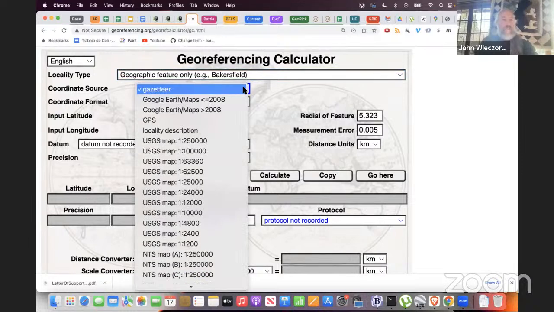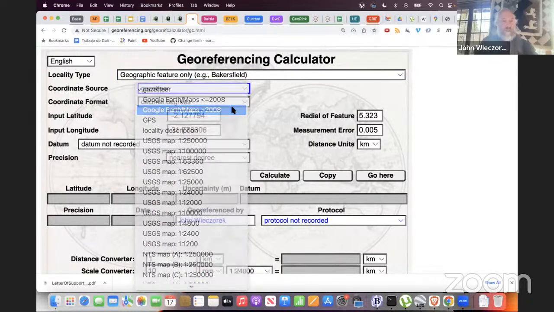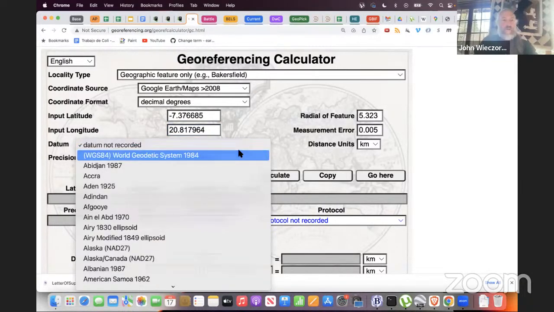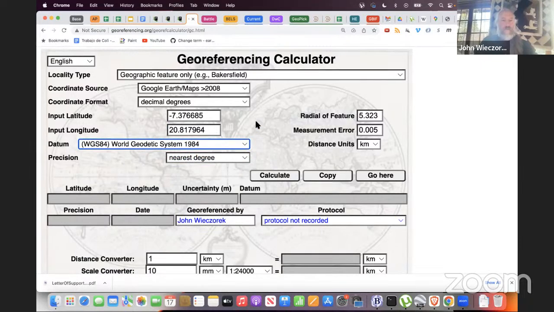I'm using Google Maps later than 2008. My coordinates are in decimal degrees. I will paste them. I have both coordinates in what I'm pasting, so I want to keep just the latitude in the first and just the longitude in the second. My source is Google Maps. The datum is always WGS84 for Google Maps.